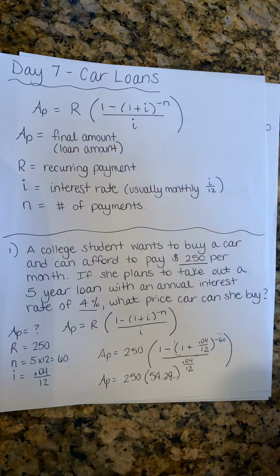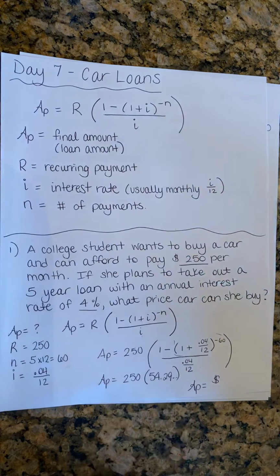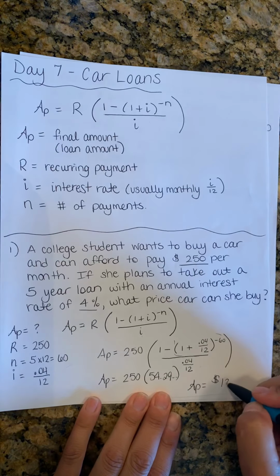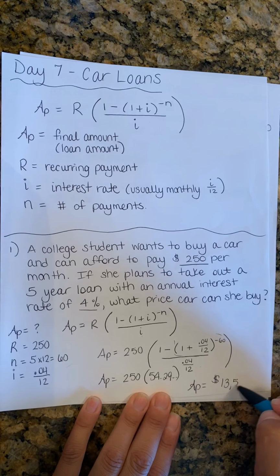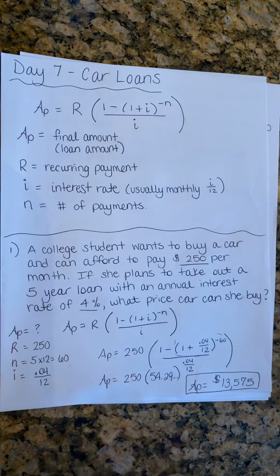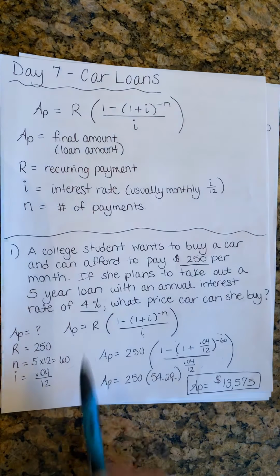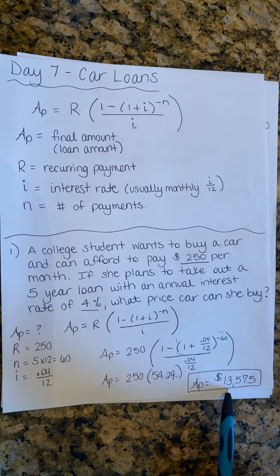Okay, so then you should end up with your whole parenthesis now being 54.29 dot, dot, dot. So now I just times that by the payment, the 250, which means the amount that she can afford is $13,570, we'll round it up, 5. Normally they don't really tell you what to round to. We'll just round to the nearest whole number for all of these. So a $250 payment for 5 years at an interest rate of 4% means that she can purchase a $13,575 car.